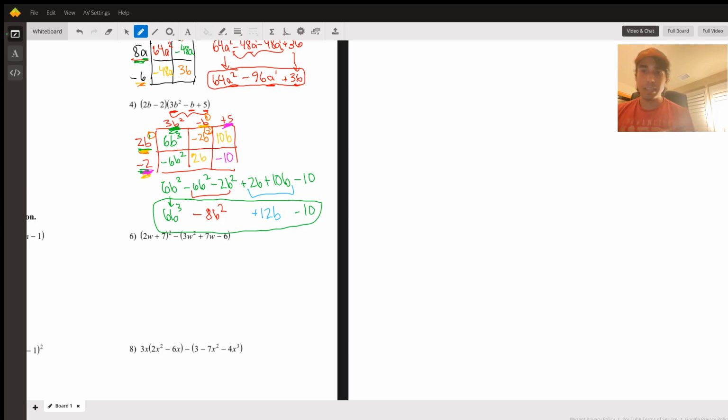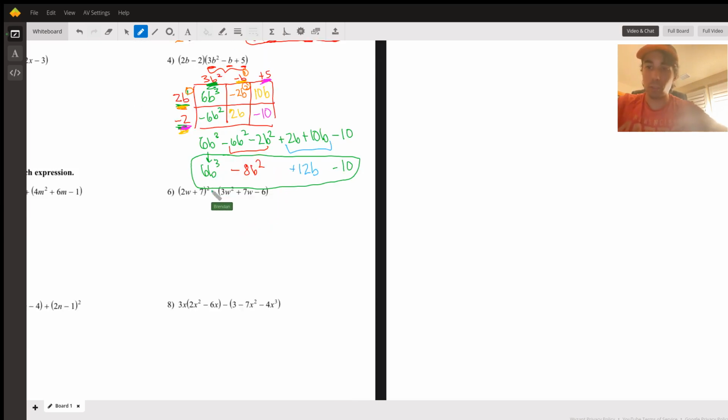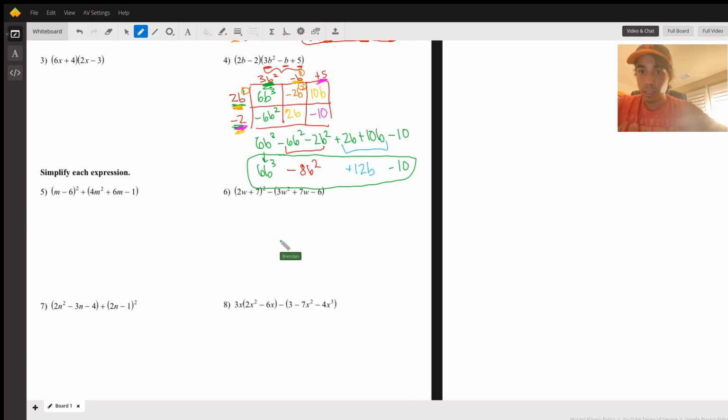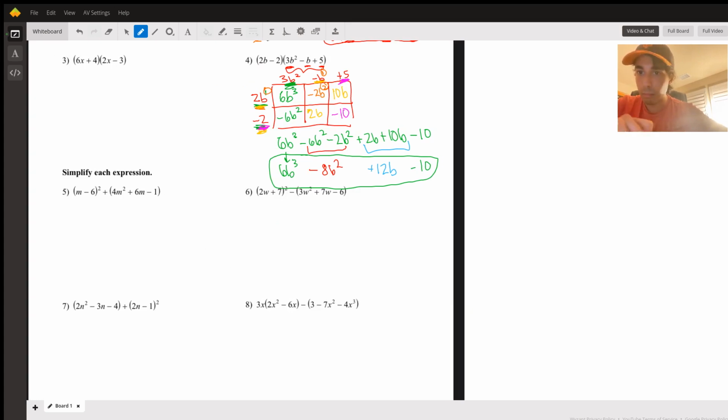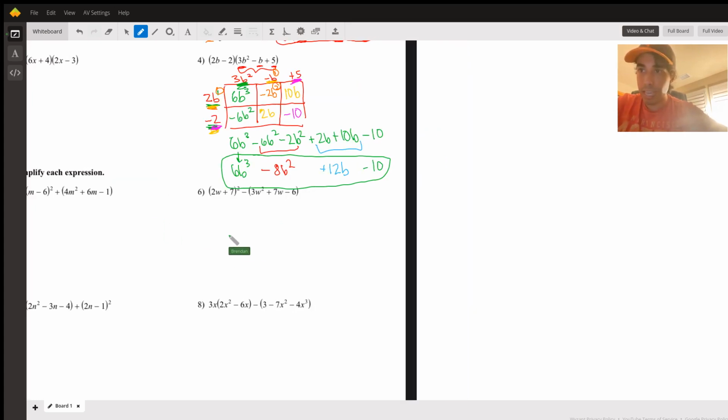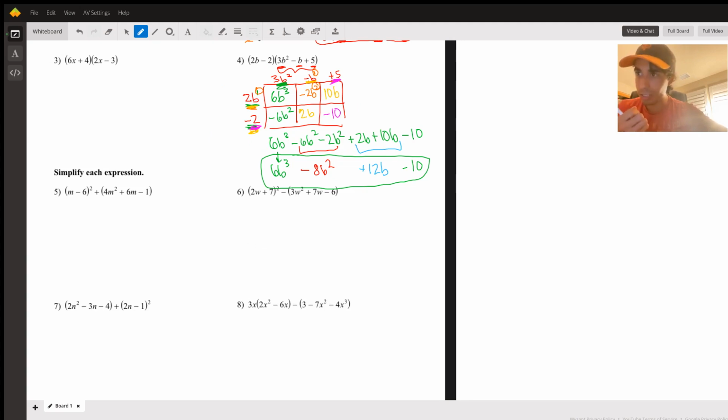All right, so again, same thing, box method, and then combine like terms. Always box method when you're multiplying polynomials. All right, let's do 2 more. I'll do number 5 and number 8. Okay, because yeah, 5, 6, and 7 are pretty much all the same thing. So if you can do 5, you can do the other ones.